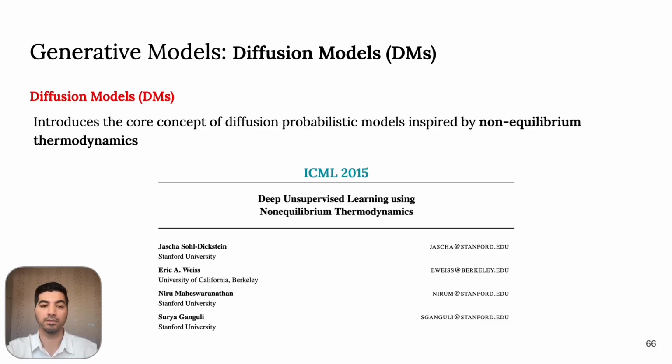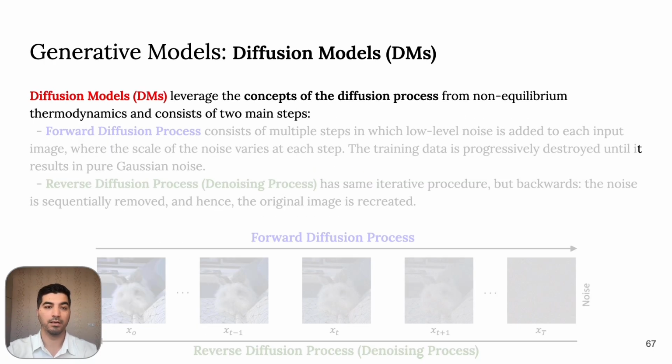Diffusion models were introduced in this ICML 2015 paper from Stanford University and Berkeley. And this paper introduces the core concept of diffusion probabilistic models inspired by non-equilibrium thermodynamics. Diffusion models consist of two main steps.